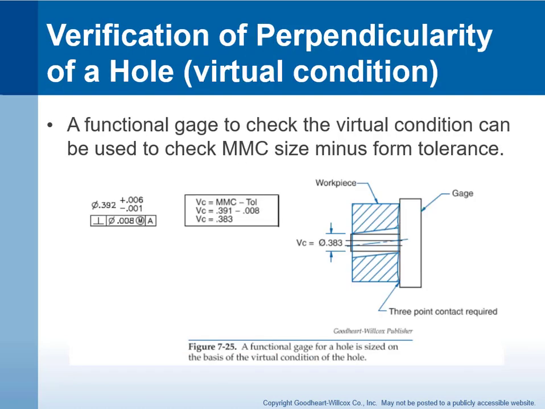Again, since we're using MMC modifiers, we can verify this with a functional gauge. A functional gauge is essentially a block with a hole put in it at the virtual condition. And the block has a simulator for datum A right here. So as long as I can take my gauge right here and it fits in the workpiece, by fitting in the workpiece, I mean the pin in the gauge clears the hole and contacts the simulator for datum A, as long as I can do those two conditions, I have a good part. So that's how a functional gauge is used to check the perpendicularity of a hole.